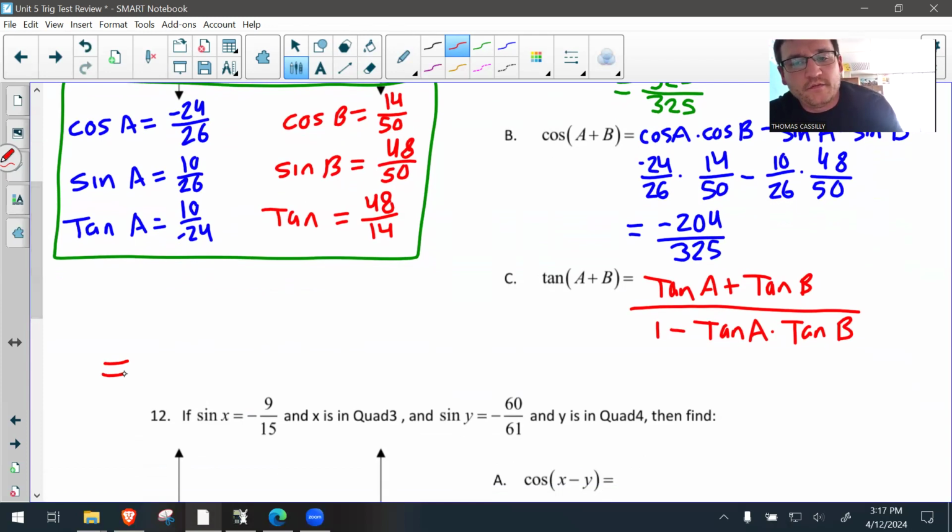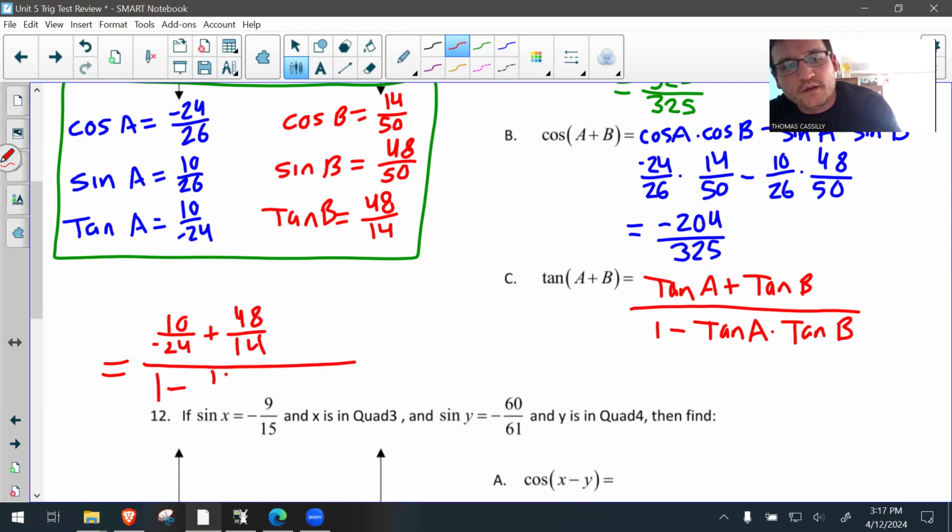Equals, we're going to have 10 over negative 24, right, plus tangent of b, which is 48 over 14. All over one big fraction, 1 minus, you got 10 over negative 24 times 48 over 14.